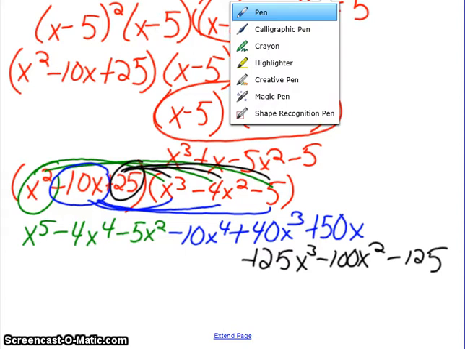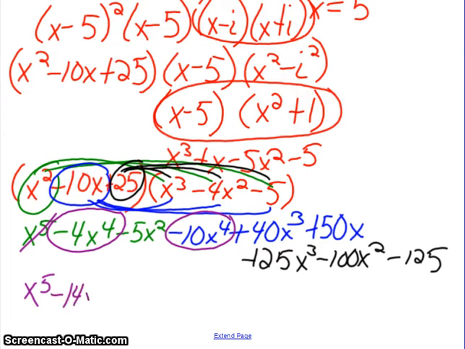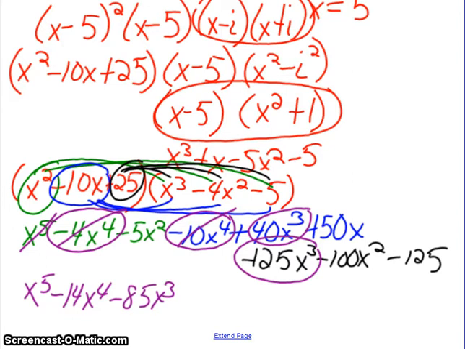Final answer in purple. All right, so x to the 5 comes down. Negative 4x to the fourth and negative 10x to the fourth is negative 14x to the fourth. All right, now we're looking for our x to the third terms. I've got 40x to the third and negative 125x to the third. What is that? Negative 85x to the third, I think.